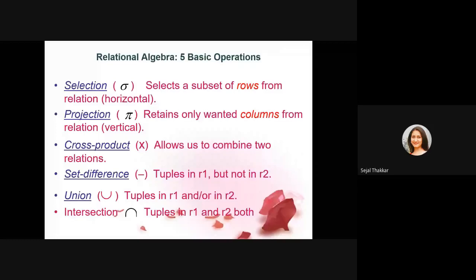Okay. The first operation, if we discuss, is selection. The selection is used to select rows. It is used for horizontal selection, right? Projection is used for columns, or we can say vertical selection. Let's see an example of this.